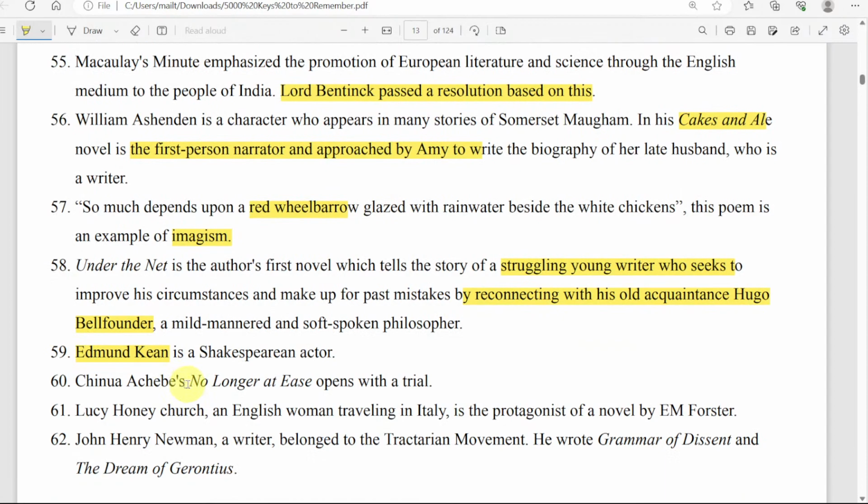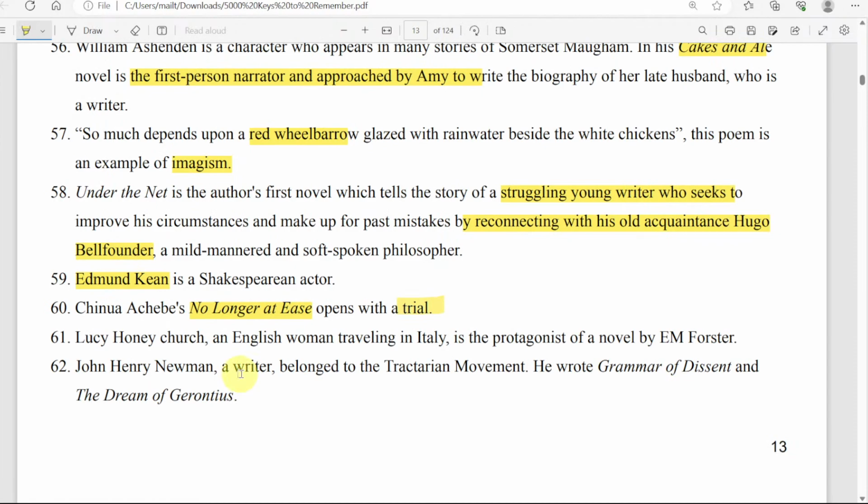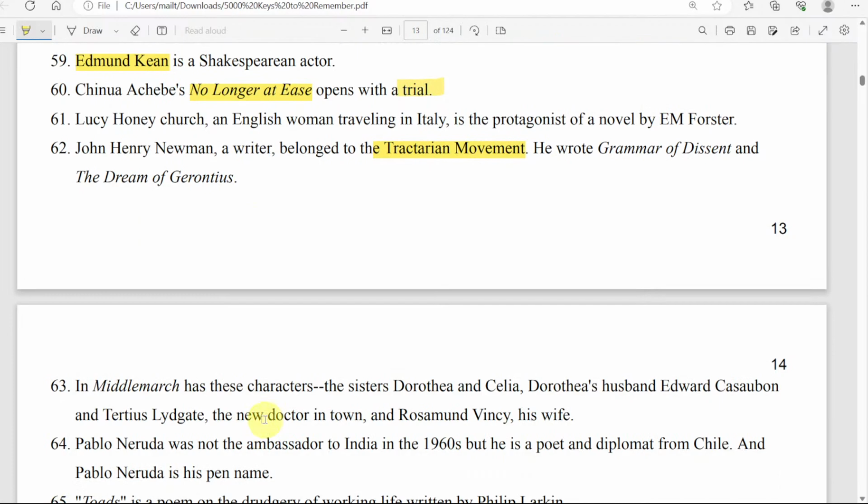And Chinua Achebe's No Longer at Ease opens with a trial. And Lucy Honeychurch, very important, right? She is an English woman traveling in Italy, the protagonist of a novel by E.M. Forster. And John Henry Newman, a writer, belonged to the Tractarian movement. He wrote Grammar of Assent and The Dream of Gerontius. So remember all this. And Middlemarch has these characters. In Middlemarch, what are the characters?